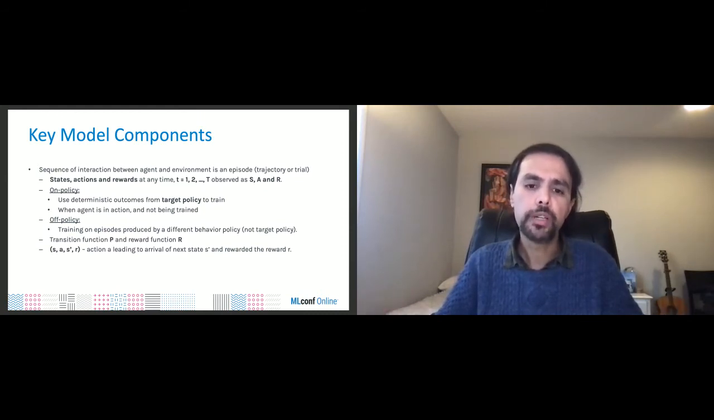Another way we often see in the RL context is to categorize things as either on policy or off policy. In on policy, we are typically using deterministic outcomes or samples from a target policy in order to train an algorithm. In the off policy domain, we are training on a distribution of transitions or episodes produced by some kind of behavior policy. In our case, we have demonstrated application of on and off policies both in different flavors, and we'll talk about that more as the presentation progresses.